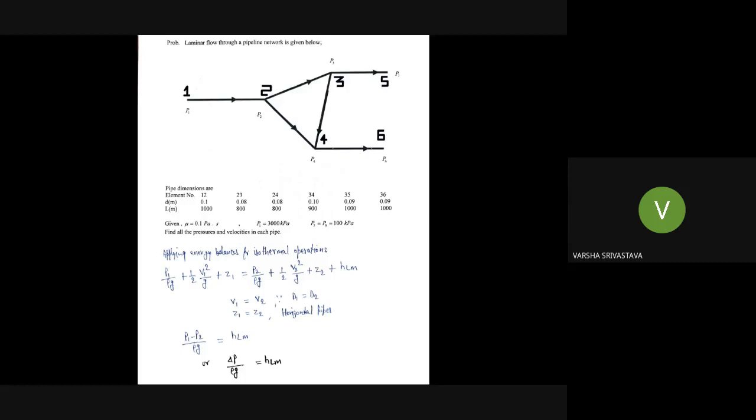Once equation number one is clear, we can write the equation number two in the same way, for pipe 2-3. If I want to convert it for pipe 2-3, I just go from 2-3 now. So 1 will become 2 and 2 will become 3. Same thing here, so I will make it 2-3.